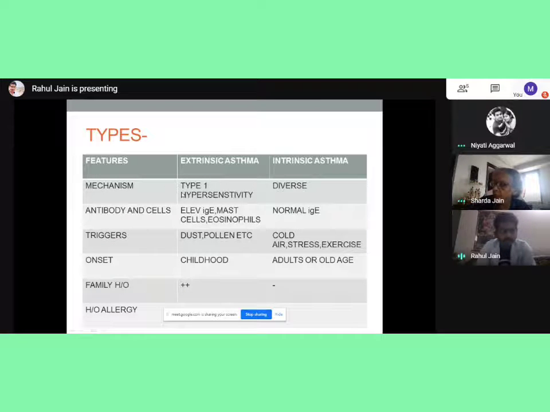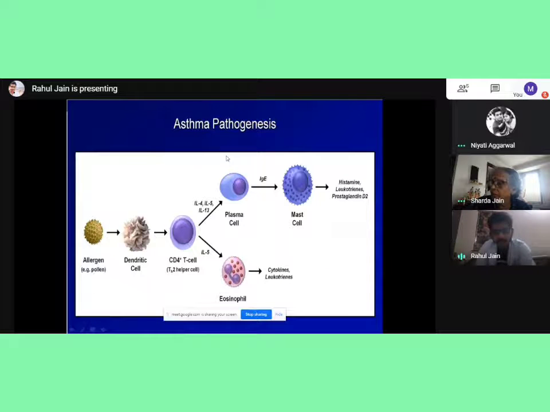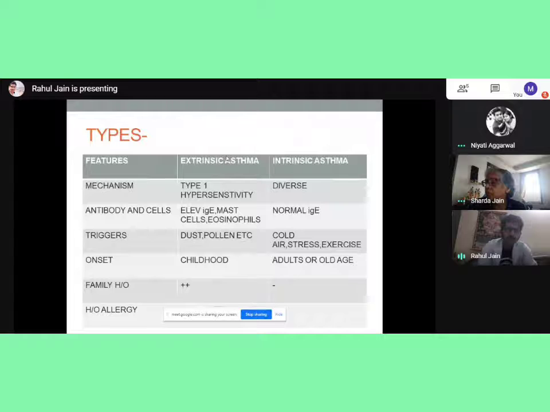So I discussed the mechanism of type 1 hypersensitivity, that is extrinsic asthma. This picture we see is the mechanism of type 1 hypersensitivity. The allergen comes, causing CD4 T cell stimulation, IgE production, IgE sitting on the mast cell, and then whenever the IgE is exposed to the allergen, it causes mast cell degranulation. That is part of type 1 hypersensitivity. While for intrinsic asthma, the mechanism is diverse.